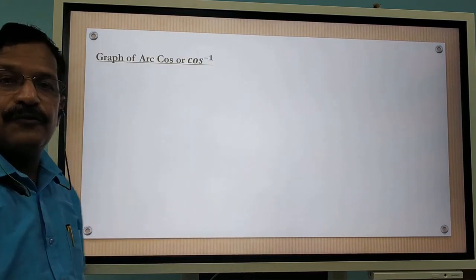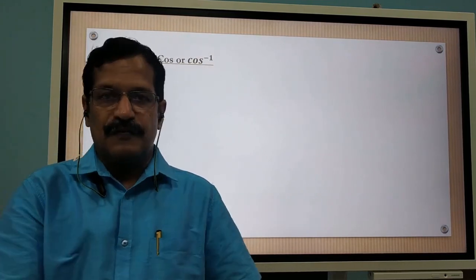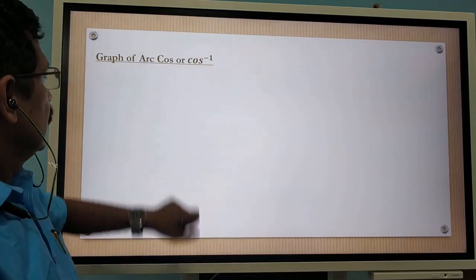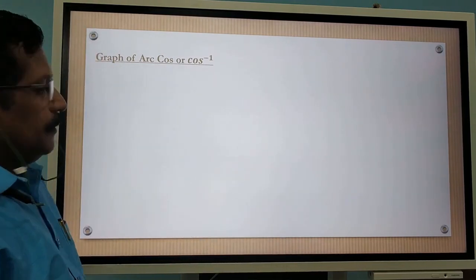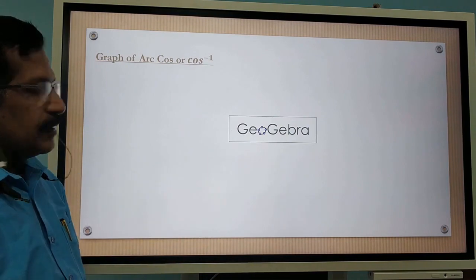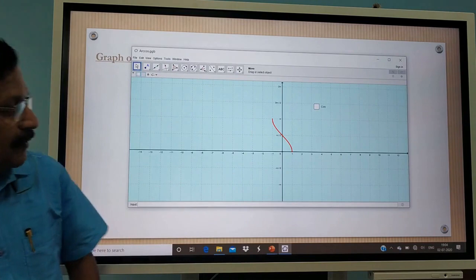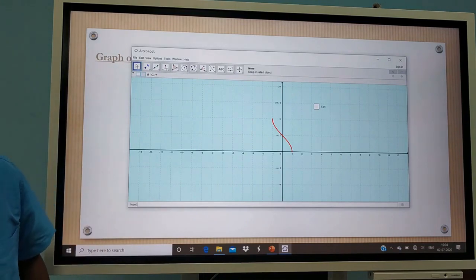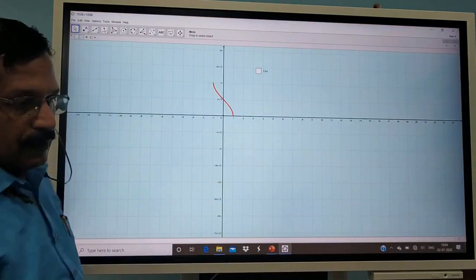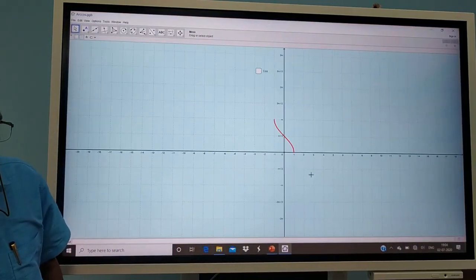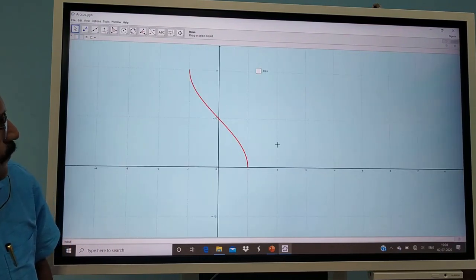Now, what will be the graph of arc cos, or cos inverse? Arc cos means cos inverse. The graph of arc cos is, you can see it here. This is the arc cos, otherwise cos inverse. I should zoom it here. You can see that this is the graph.